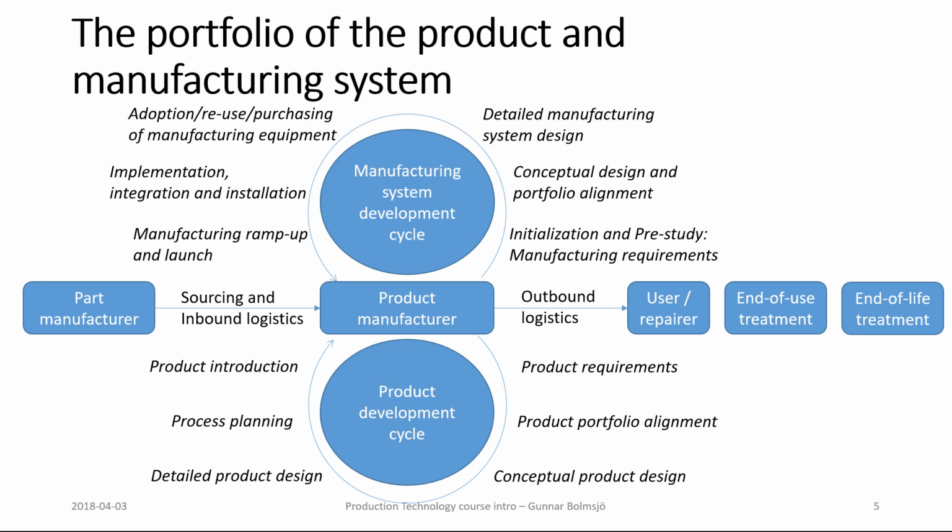And then we have the product development cycle, which flows in the normal product requirements, portfolio alignment, conceptual product design, the detail and process planning, product introduction. And in the same way, we have the initialization and pre-study, manufacturing requirements, conceptual design and portfolio alignment, the detailed manufacturing system design, and then we have the procurement of manufacturing equipment, implementation and ramp up and launch. And all this goes concurrent over time in most operations and has to go concurrent over time.